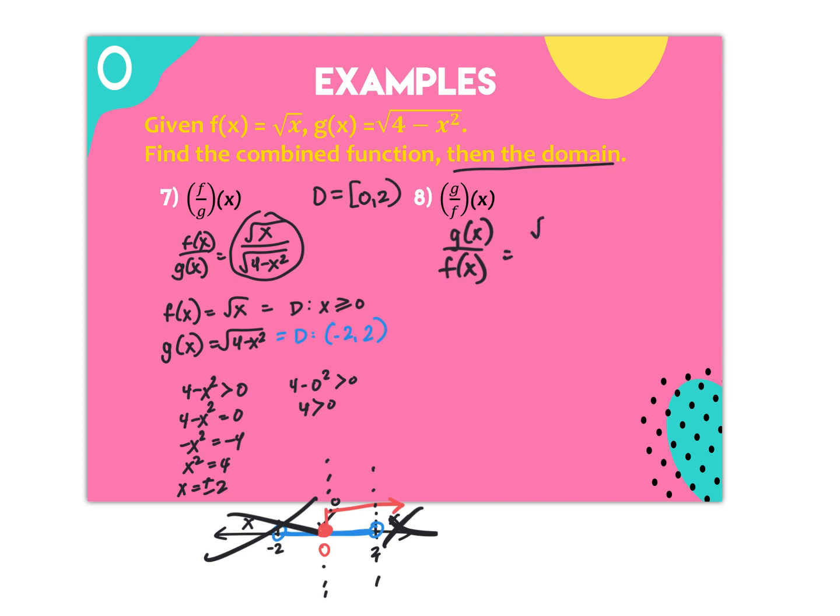It's the one that's going to have more restrictions. Okay, so once again, we come over to here. This is the actual solution. Okay, that's the combined function. Now we have to work on domains.